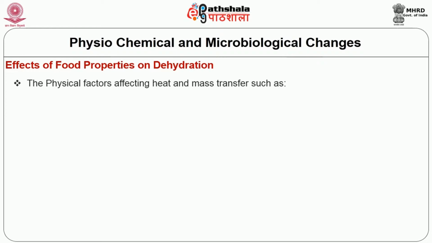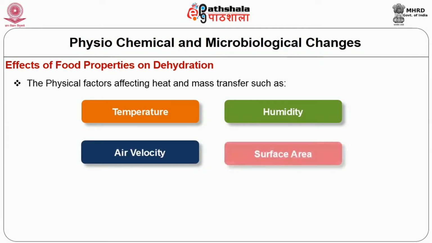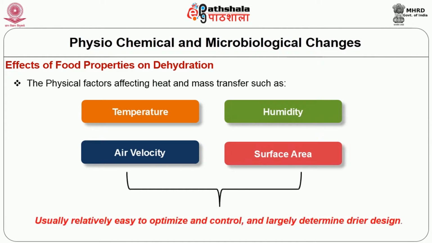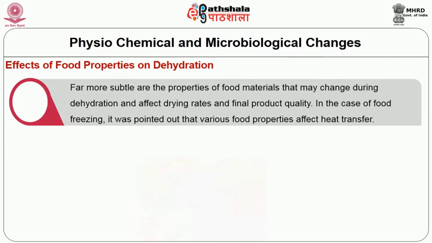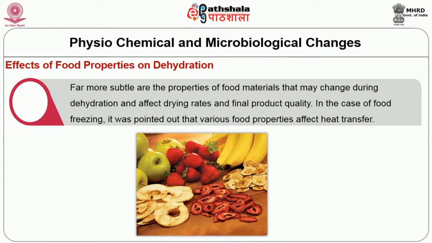The physical factors affecting heat and mass transfer such as temperature, humidity, air velocity, surface area and the like are usually relatively easy to optimize and control and largely determine dryer design. Far more subtle are the properties of food materials that may change during dehydration and affect drying rates and final product quality. In the case of food freezing, it was pointed out that the various food properties affect heat transfer.